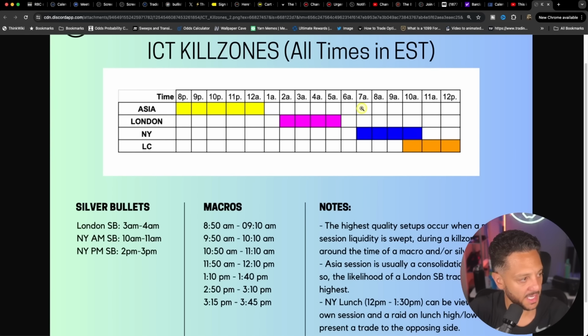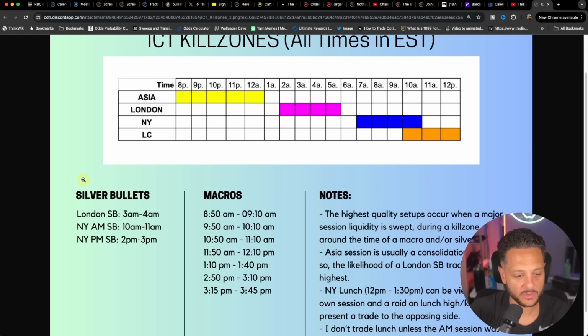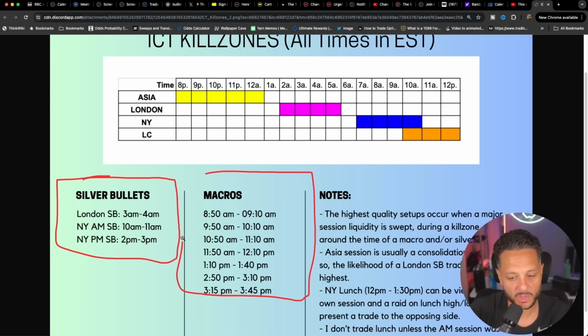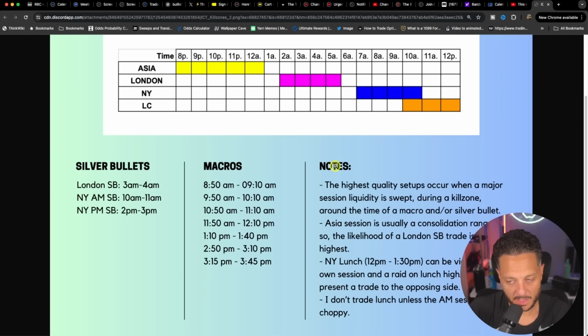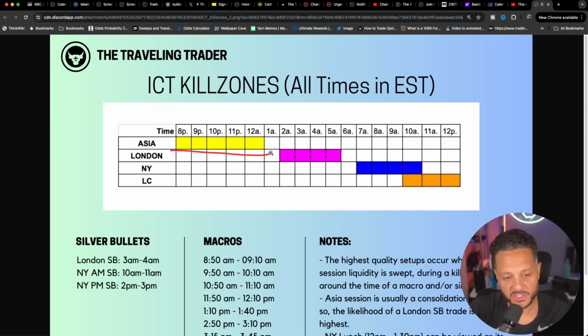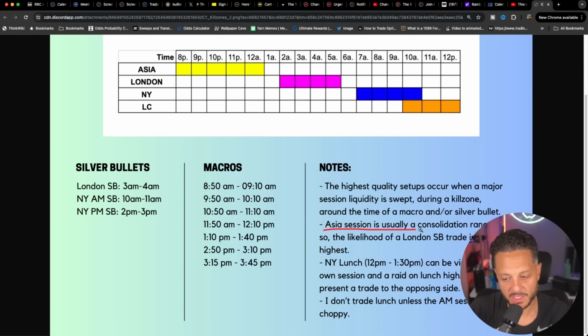We'll talk more about that when we talk about setups. Also, it's important to keep note of the silver bullets and the macros, which I will explain as we move along. So the Asia session is usually a consolidation session, right?